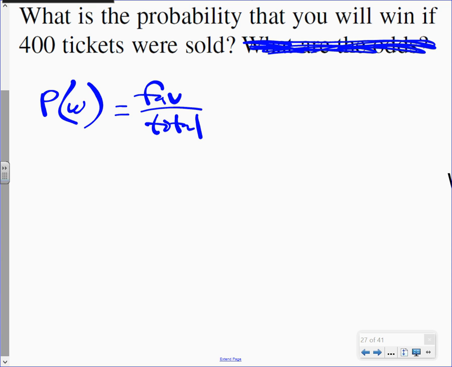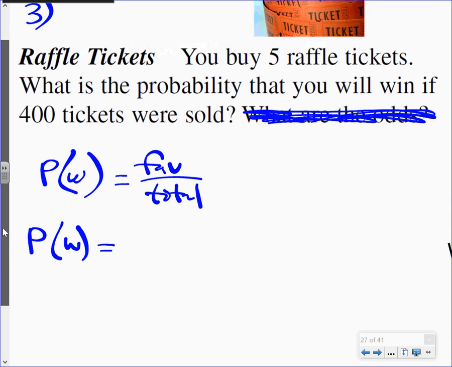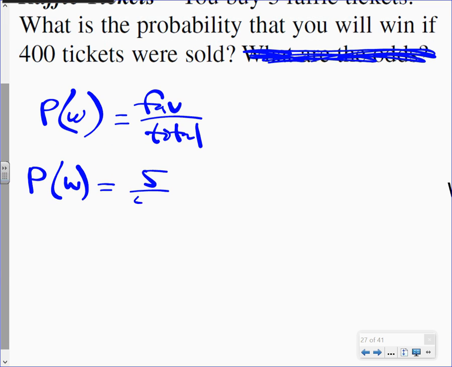So the probability of winning, so there's 400 raffle tickets sold. You have 5. That's a no-brainer. There's your fraction, 5 over 400. You're done, in a sense. We can actually reduce this fraction, though.